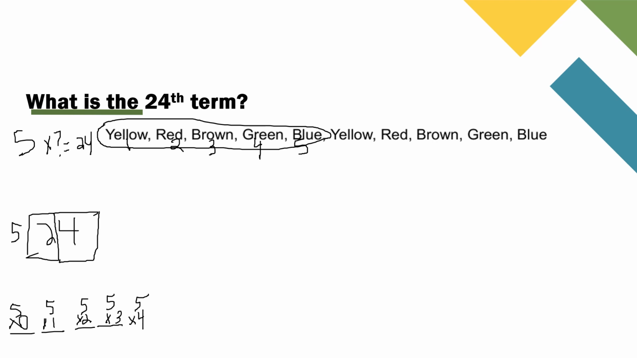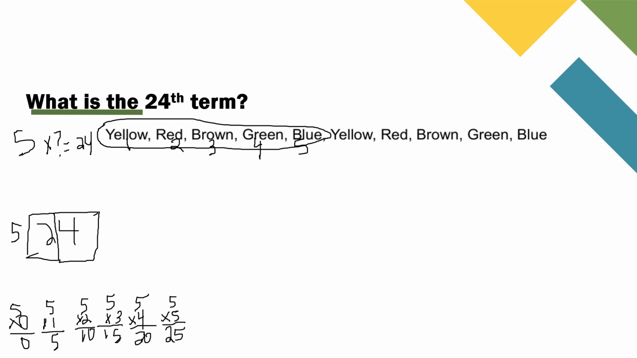And remember, division is all about getting as much as you can without going over. So you could have used your skip count method for this one since it wasn't that big of a problem. 5, 10, 15, 20, and 25. Okay.